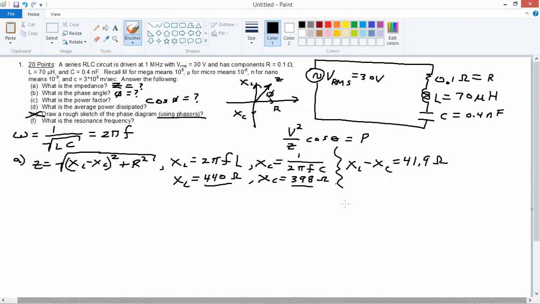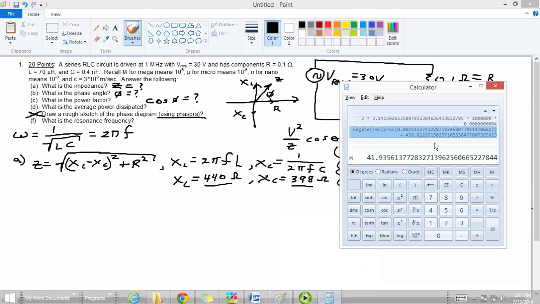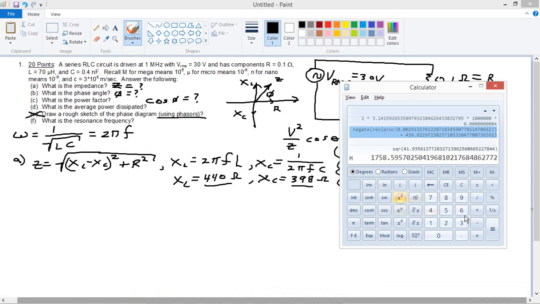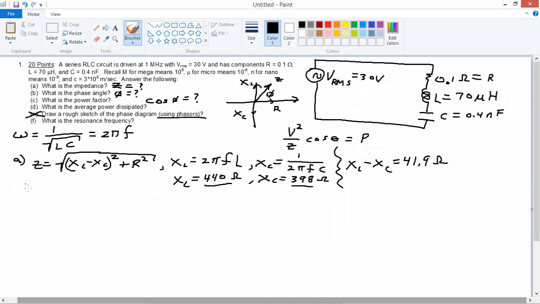So let's get back to the calculator. We got to square that, plus R squared will give us Z squared. Square this, plus, what's R? 0.1 ohms. And take the square root, and there's almost no loss, so Z equals 41.9 ohms. Okay, B.